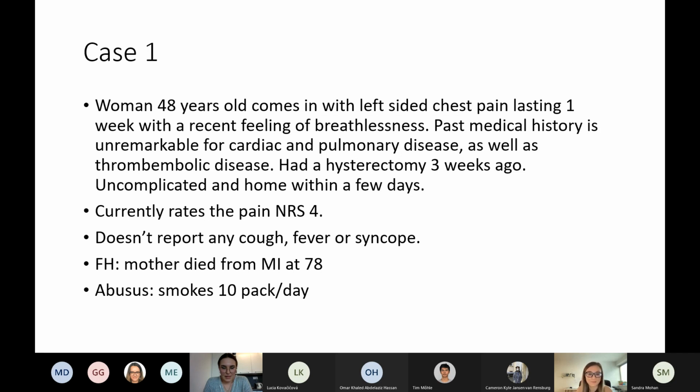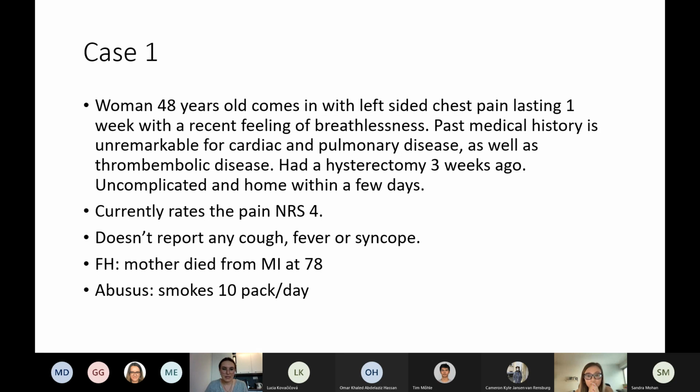Okay, so case number 1: you have a woman, 48 years old, who comes in with left-sided chest pain lasting 1 week with a recent feeling of breathlessness. Past medical history is unremarkable for cardiac and pulmonary disease, as well as thromboembolic disease. She had a hysterectomy 3 weeks ago, and that was uncomplicated, and she went home within a few days. Currently, she rates the pain a 4 out of 10. She does not report any cough, fever, or syncope. Family history: her mother died from an MI at 78, but otherwise there's nothing significant in her family history.